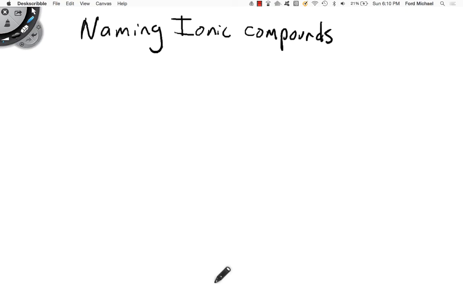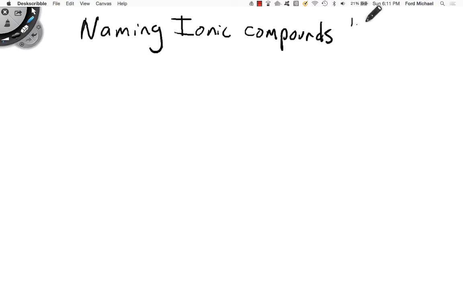So I wanted to take a few minutes and talk about something you may not have thought about, but that's the rules for naming ionic compounds. Okay, so we have to work through a system of how we come up with a name for these compounds. We're going to start with compounds that are made out of just two types of atoms.